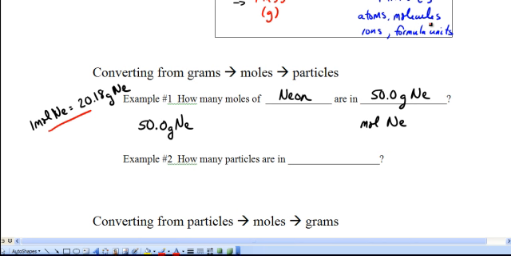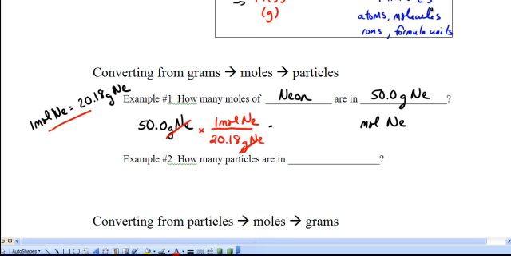So do I want to put the moles on top or do I want to put the grams on top? Well, if you look, you're already in grams, so in order to get grams to cancel out, you have to put the grams on the bottom. So we're going to put the 20.18 grams of neon on the bottom. We'll put the 1 mole of neon on top. That will get the grams to cancel out, top and bottom.